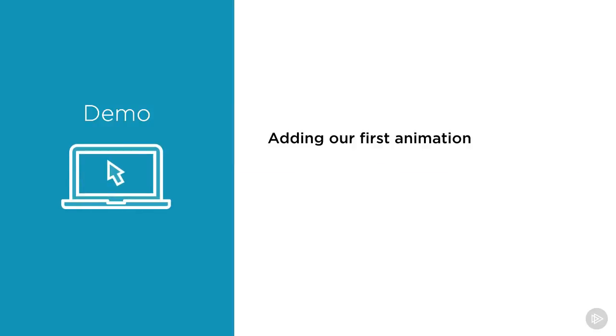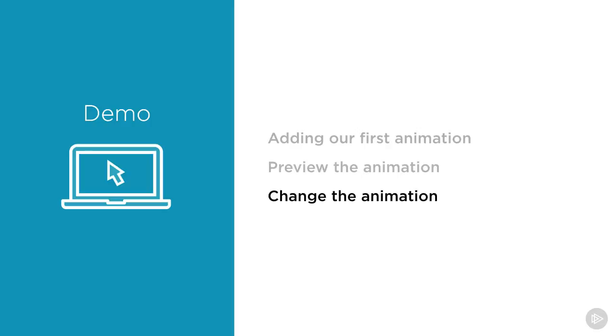In this demo, we're going to add our first animation. We're then going to preview the animation, and then we're going to change the animation. This is usually the process that I go over. I first say, okay, I think this animation might work. I go in, apply that animation, preview it, and it's not exactly what I wanted, so I go in and change it to a different animation. So that's exactly what we're going to do here.